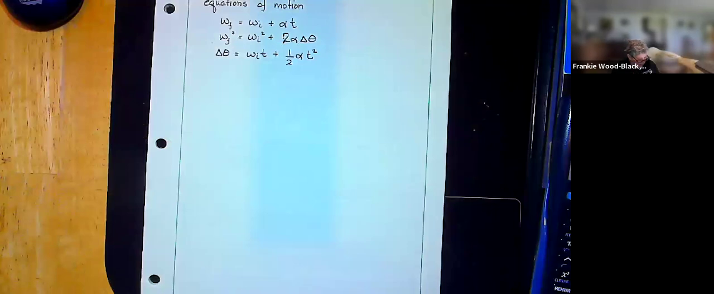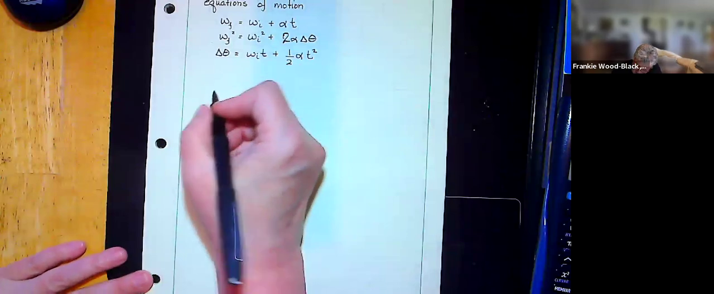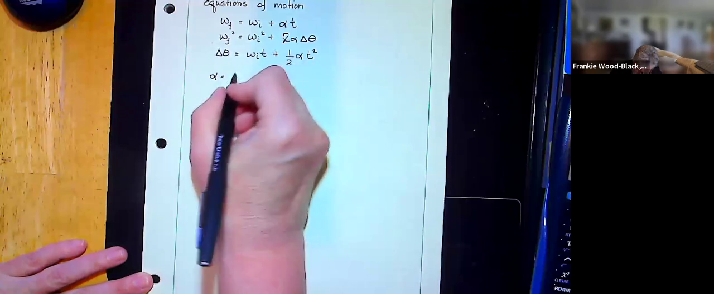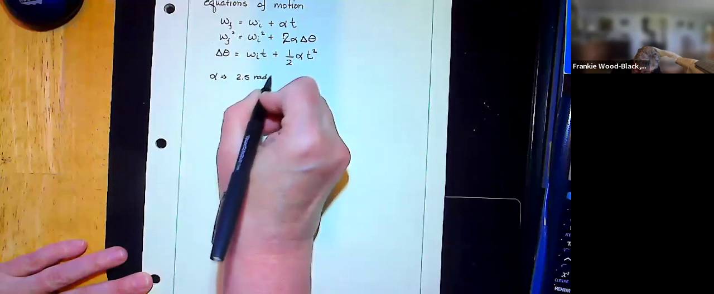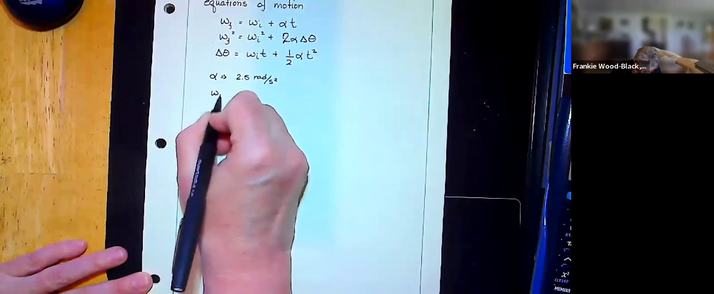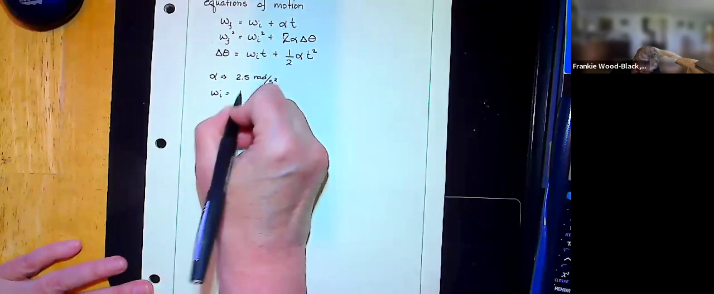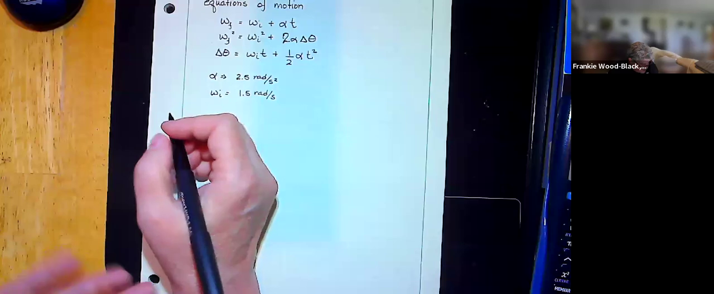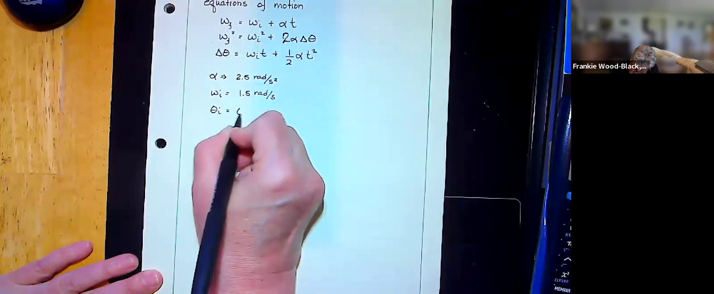So, we did a problem looking at a wheel going around a circle. So we'll just do another one. We're going to use a constant angular acceleration of 2.5 radians per second squared. We're going to start out with an initial angular velocity of 1.5 radians per second. Our initial angle is going to equal 0.